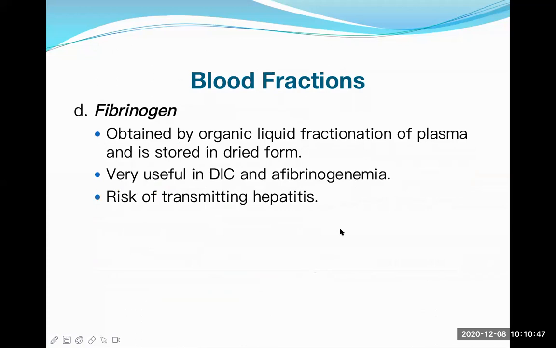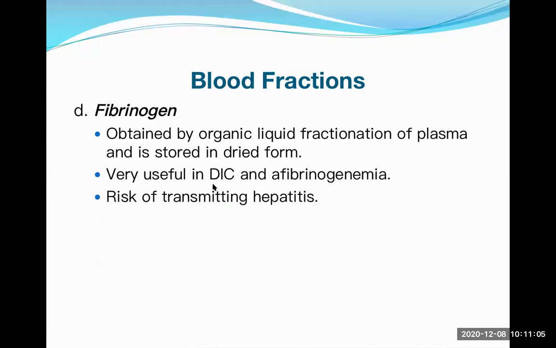Now, another blood fraction is fibrinogen. It is obtained by organic liquid fractionation of plasma and is stored in dried form. It is very useful in DIC and afibrinogenemia. You see that?